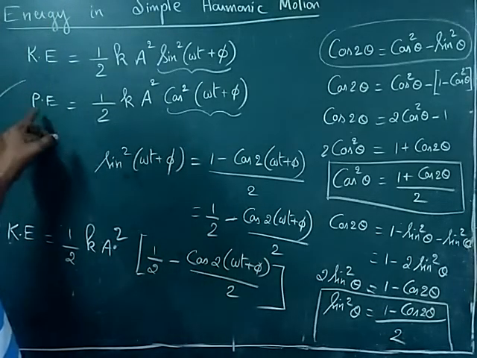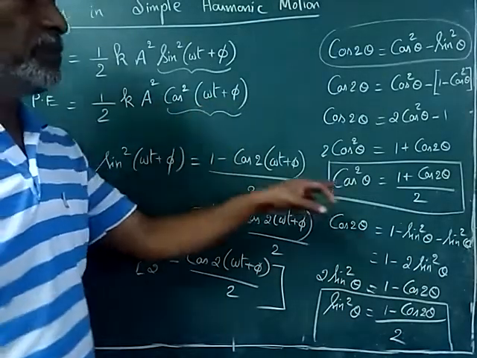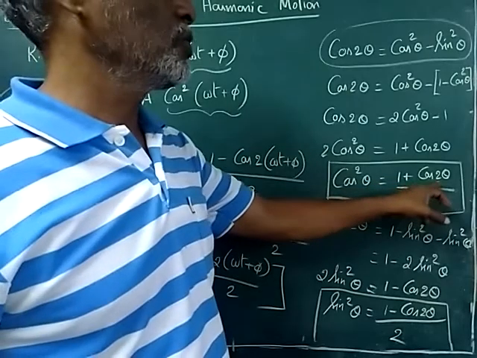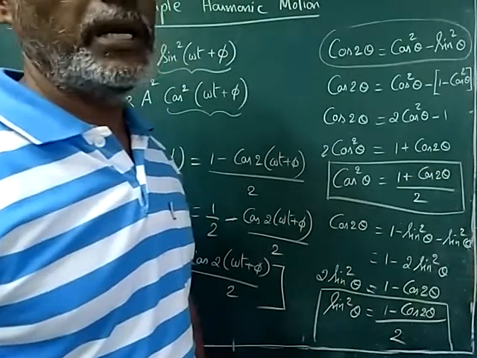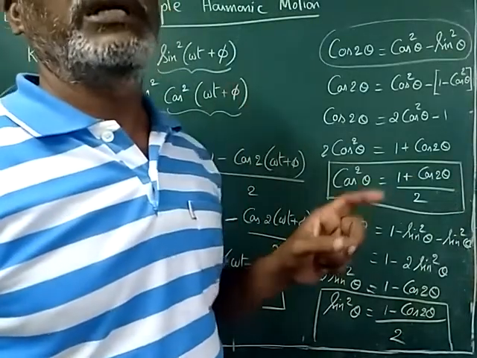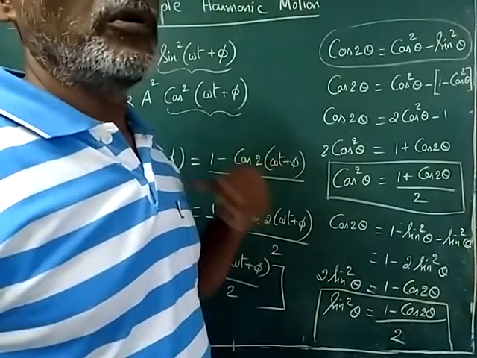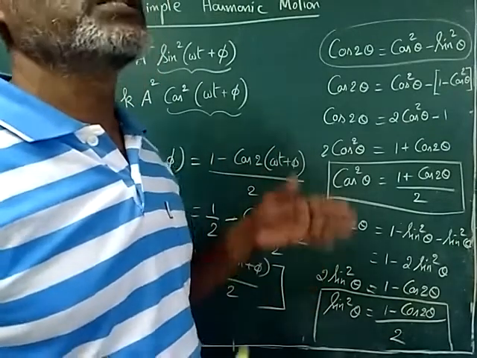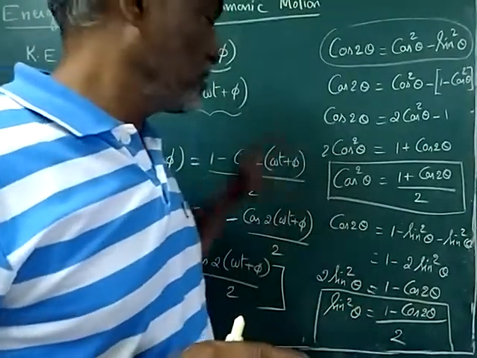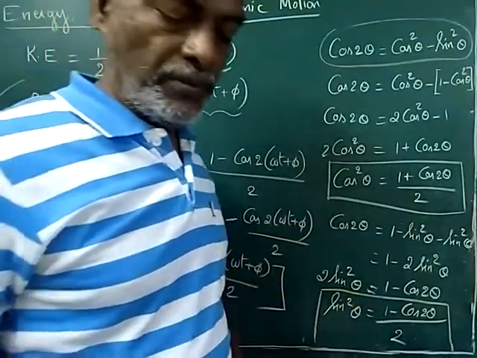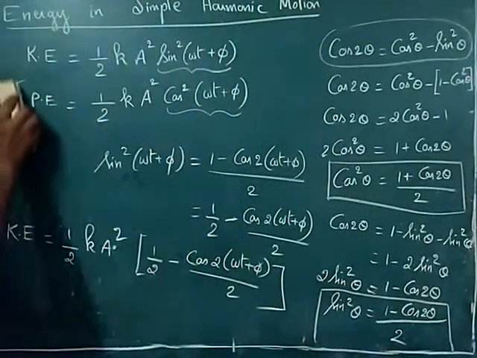Similarly, if you come across potential energy, half k a square cos square omega t plus phi can be written as 1 plus cos 2, in the place of theta we have omega t plus phi. There again this omega is multiplied by 2. Omega is 2 pi f. So you will be having twice the frequency. So in a single period of time, 2 cycles are completed. This is the proof. Next we will draw the waveform.